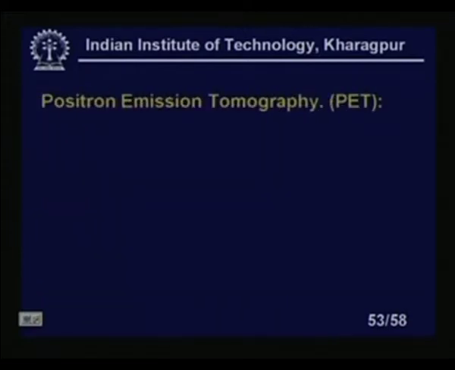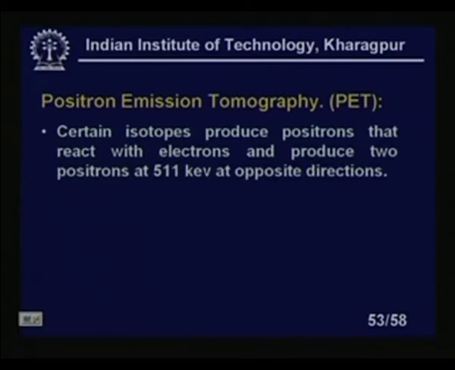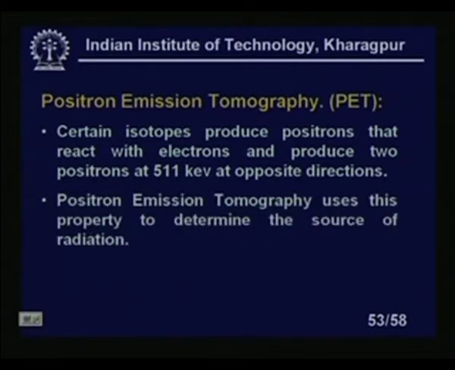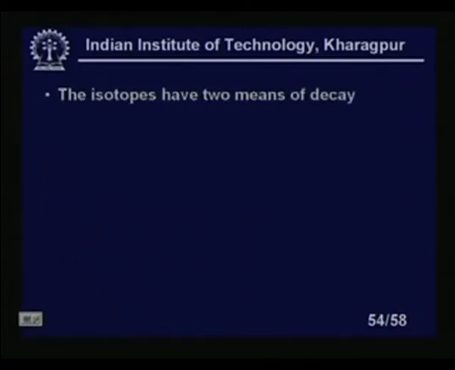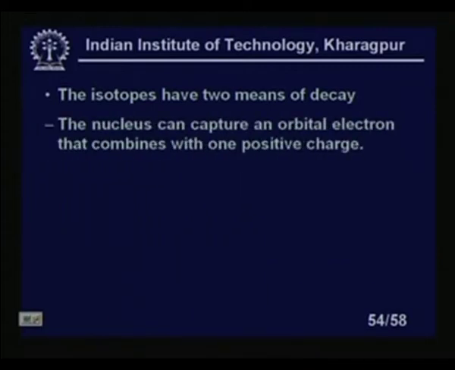Now, positron emission tomography is slightly different. Certain isotopes produce a positron that reacts with electrons and produces two gamma rays of 511 kiloelectronvolts in opposite directions. Positron emission tomography uses this property to determine the source of radiation. The isotopes have two means of decay. The nucleus can capture an orbital electron that combines with one positive charge.